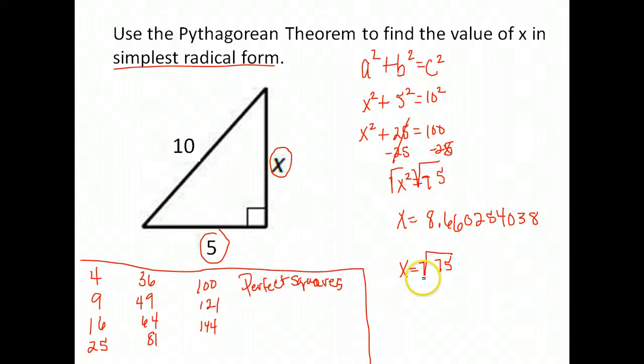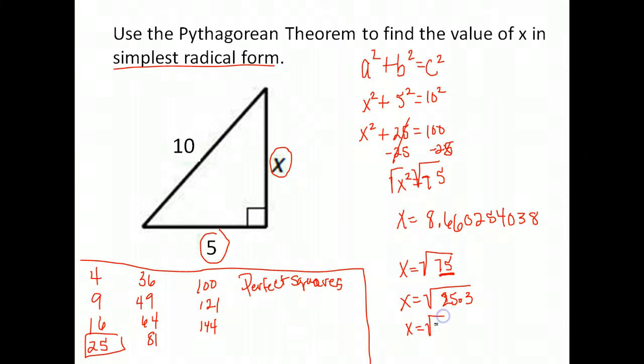And when we're trying to write in simplest radical form, what we want to do is look at the number that's left in the radical and say, okay, can we rewrite it using multiplication as factors? Do any of these divide evenly into 75? Well, 25 does, and we rewrite it as that. 25 goes into 75 3 times. So we can rewrite 75 as 25 times 3. Go ahead and check that. 25 times 3 is 75.